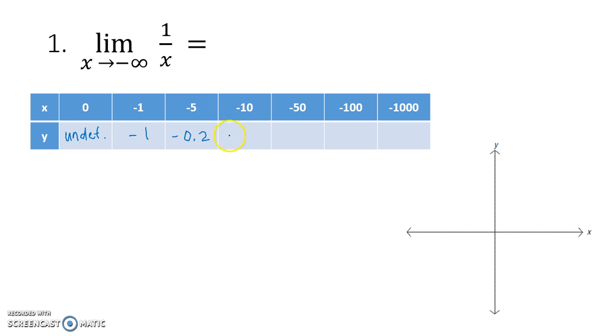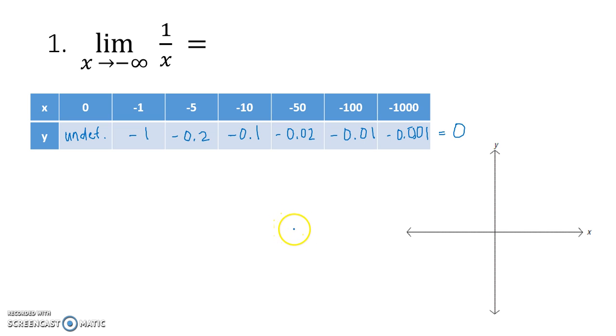All right, for negative 10, you should have gotten negative 0.1. Negative 50 should be negative 0.02. Negative 100 should be negative 0.01, and negative 1000 should have been negative 0.001. As I look at this, each number is getting closer and closer. I'm getting more and more zeros here, closer and closer to 0. So according to my table, or numerically, it looks like my limit is going to be 0.